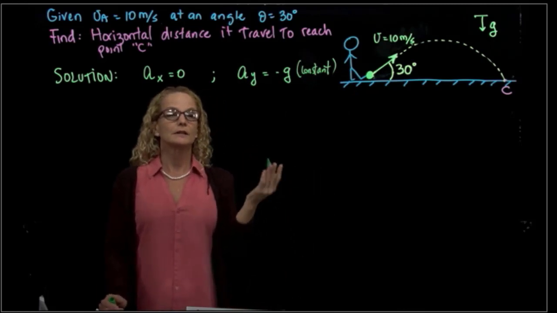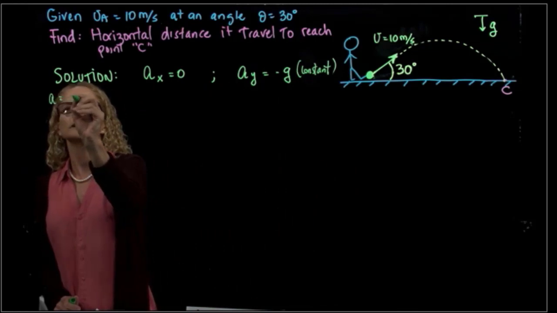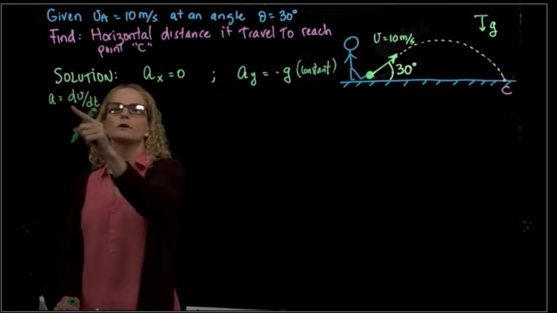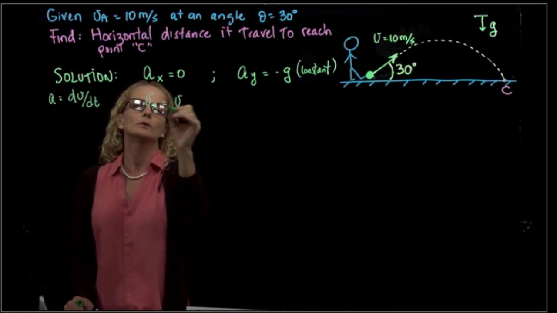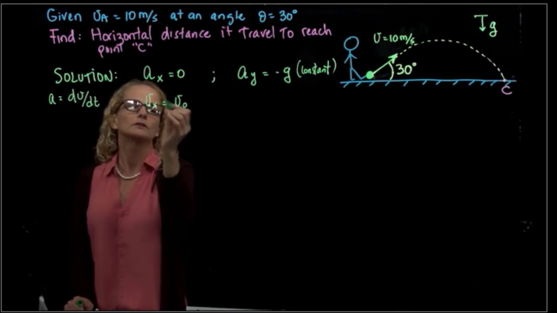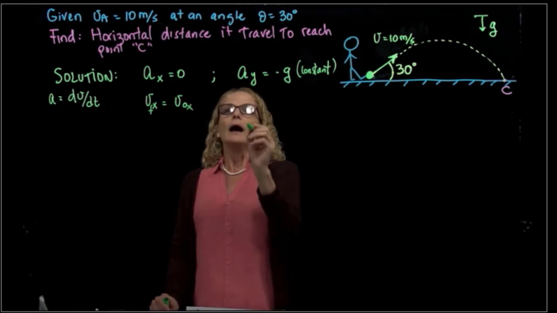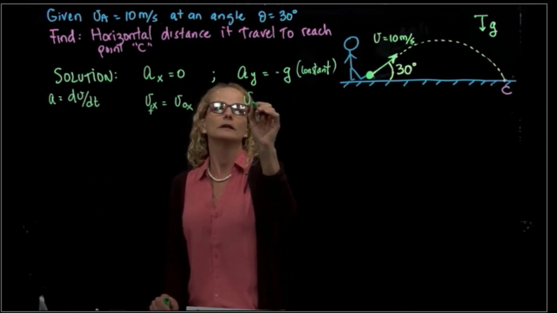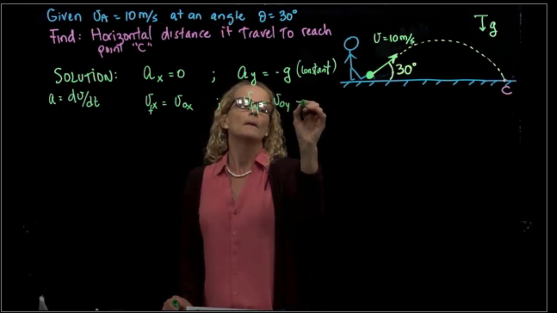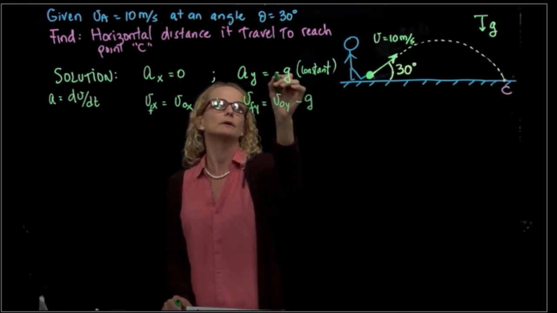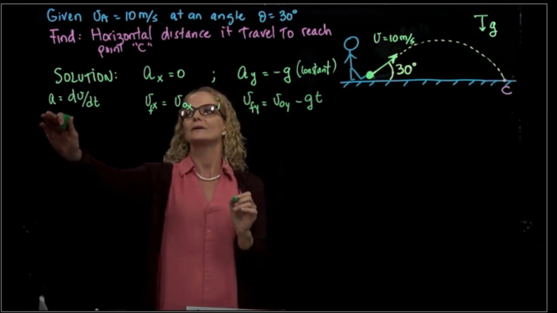So when we have constant acceleration, we can integrate that expression to get the velocity, because as you recall, the acceleration is the derivative of the velocity. So the velocity in x will be equal to the initial velocity. The velocity in the final position will be equal to the velocity in the initial position. And we find that the velocity in y will be equal to the initial velocity minus the acceleration, which is negative, right? Because the acceleration of gravity is negative, times time, because I am integrating this expression.